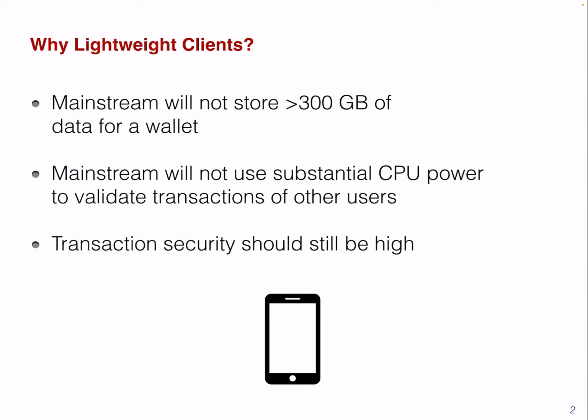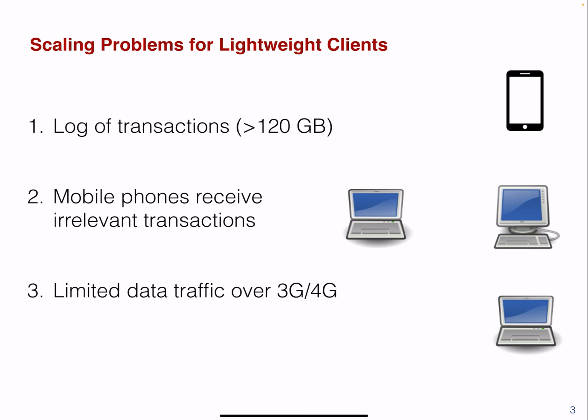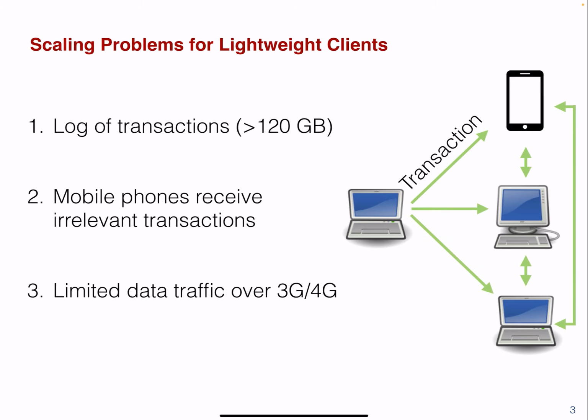The dilemma here, however, is that we want these transactions always to be secure, right? We don't want to compromise security for convenience. The scaling problem for a lightweight client is really that the log of transactions is big, depending on the blockchain that you look at. And the mobile phones receive irrelevant transactions. If you send a transaction in this peer-to-peer network, then many of these peers receive transactions that are not necessary for their operations. And you obviously have limited data traffic over 3, 4, 5G nowadays.